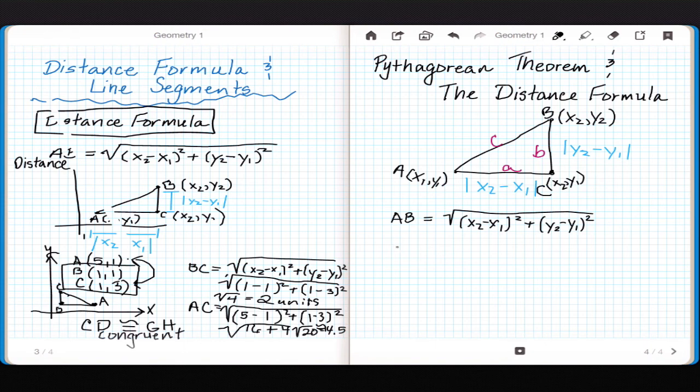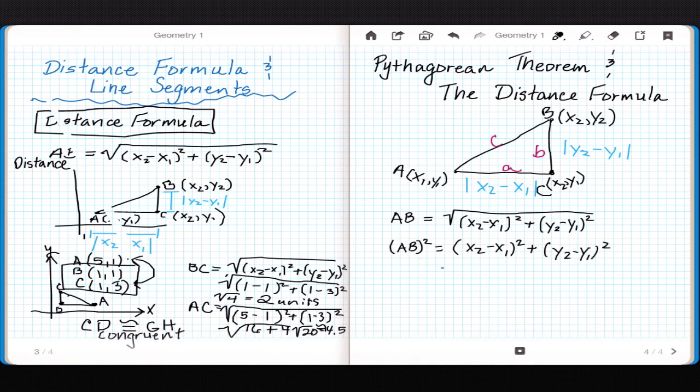Well, to relate this to the Pythagorean theorem, let's try to get rid of this square root here. We don't want it right now. So remember, to undo a square root, we do the opposite, which is to square it. So we're going to square everything here. If we square the distance of AB, we get AB squared. And if we square this side, that gets rid of the square root. So really, we just have x2 minus x1 squared plus y2 minus y1 squared.